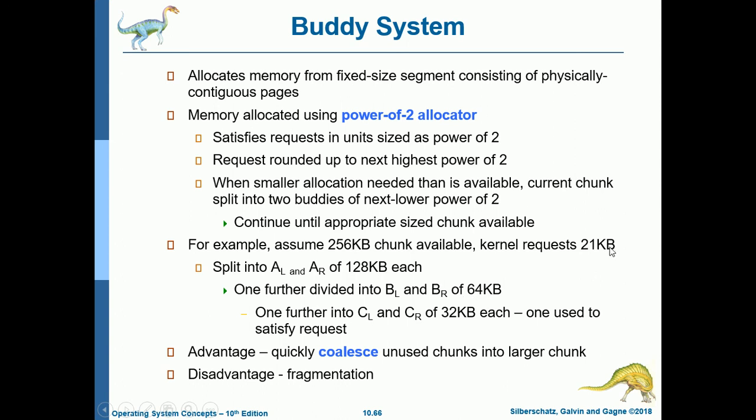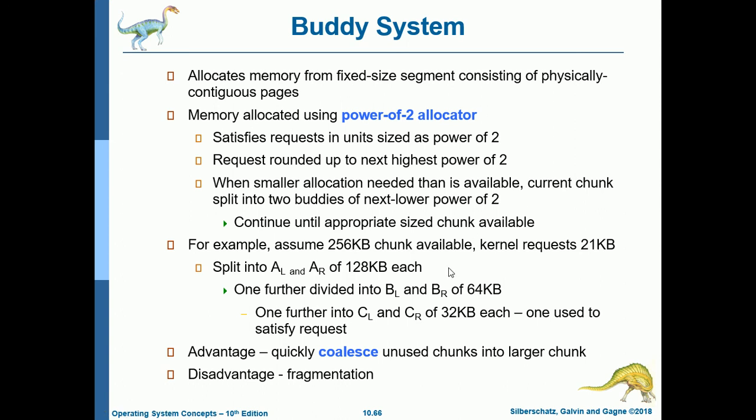It's still too big, so we divide further into C, left and right. 64 divided by 2 is equal to 32. One of these is used to satisfy the request. This is where the 21 kilobytes will be fitted, because if you divide it into 2 again, it will be 16. 21 kilobytes does not fit in 16, so it should be in the 32 kilobyte chunk.